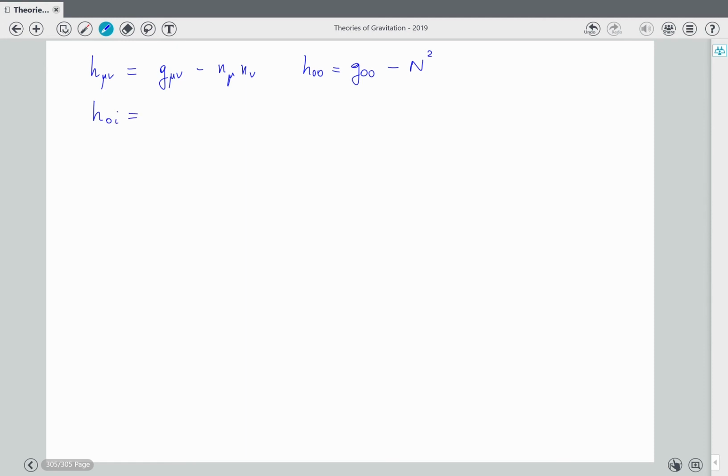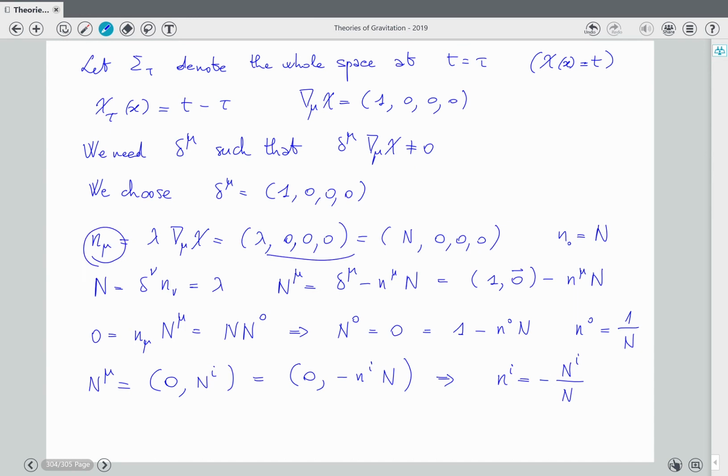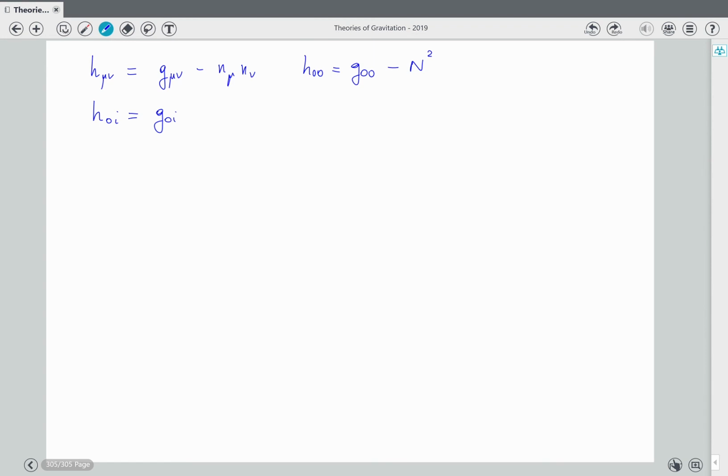h_{0i} is equal to g_{0i} because n_μ with lower indices has no space components. h_{ij} is equal to g_{ij}. And g_{ij} we will denote also with minus κ_{ij}, and for the signature, κ_{ij} we will call the metric of the Σ submanifold.